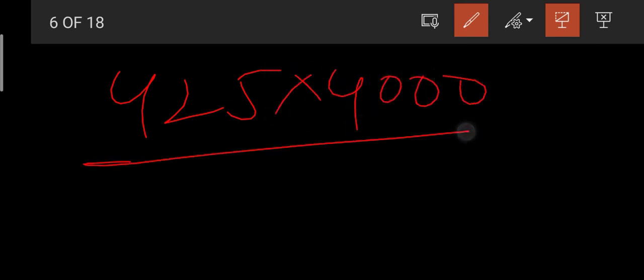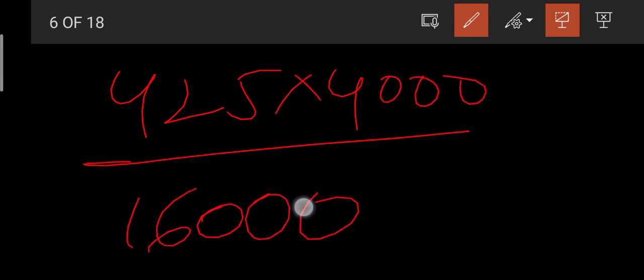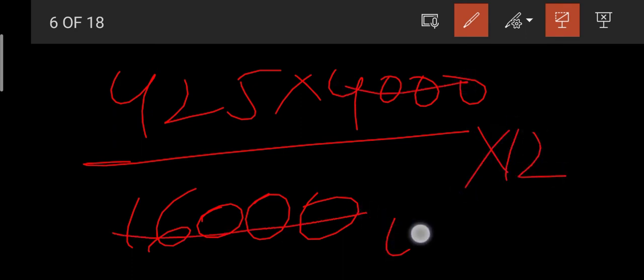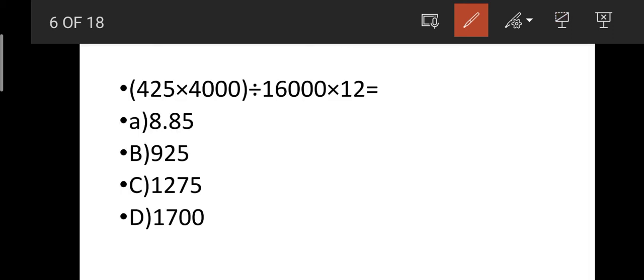Again we go for the calculation. 425 into 4000 divided by 16,000, and then into 12. Okay, 4 ones are 4, 4 fours are 16, we can know that 4 ones are 4, 4 threes are 12, isn't it? Then 400 3 times is 1200, and 25 3 times is 75. So our answer will very easily be 1275.